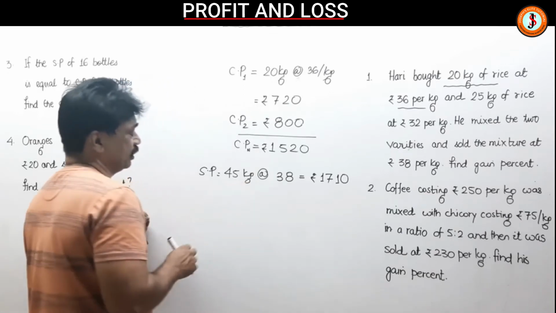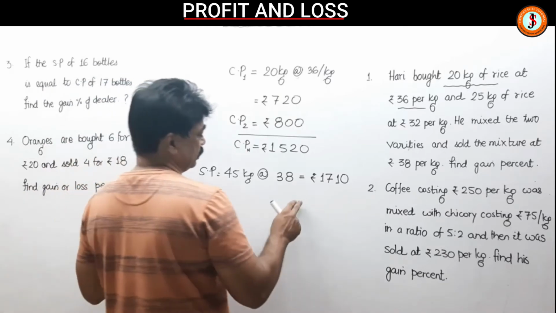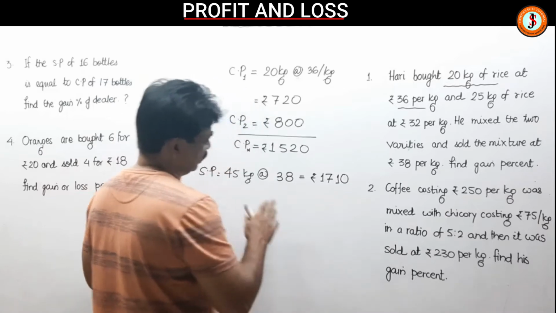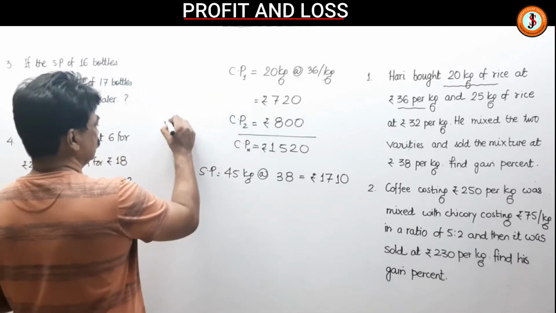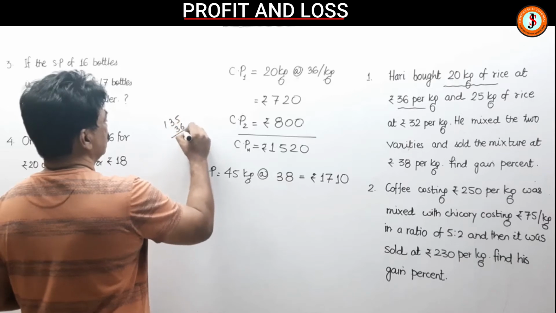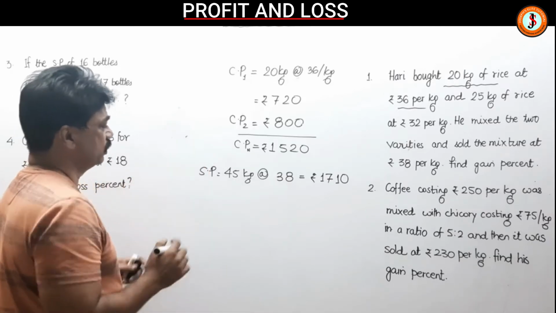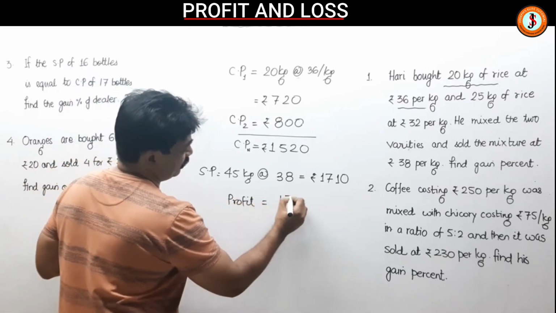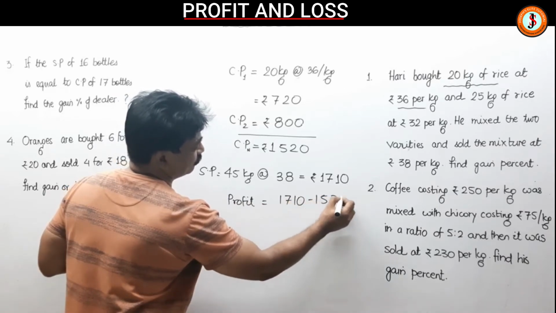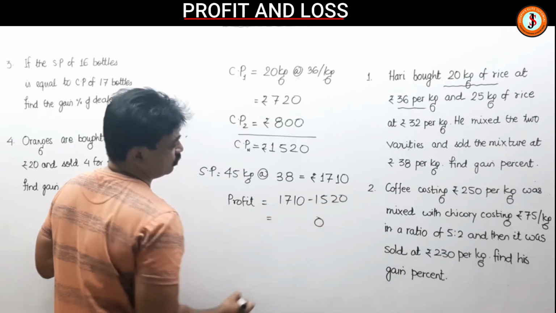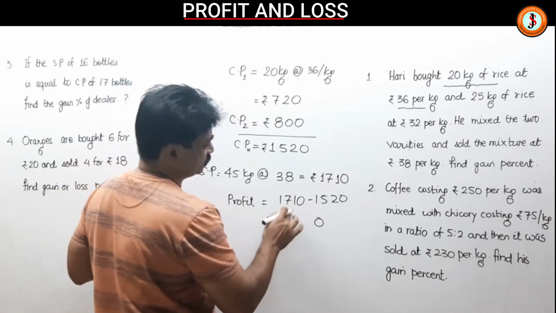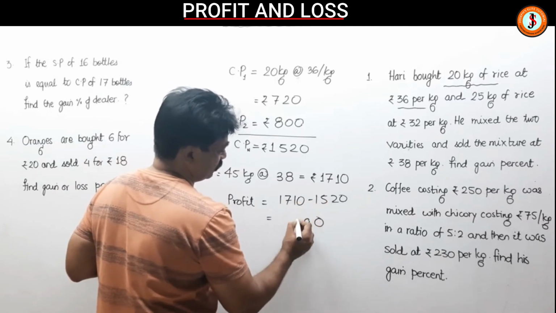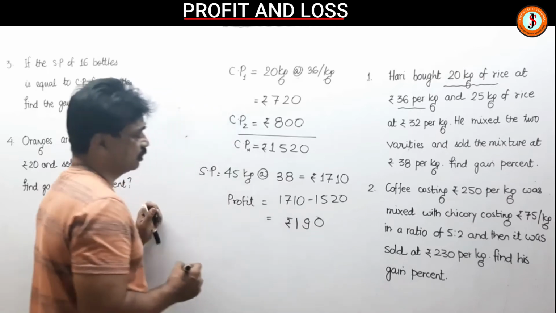45 into 8 is 360, so 36 will be there, and 45 into 3 is 135, plus 36. So yes, it is 1710. So now SP, his profit will be 1710 minus 1520. Let us see how much this is. 11 minus 2, 9. This is 6. So it will be 190. So 190 is the profit.